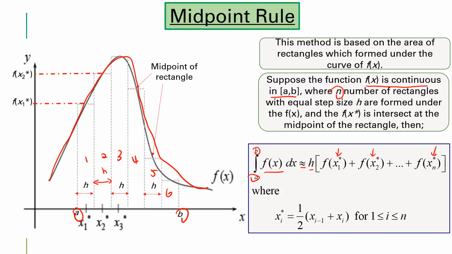Let's say the starting point is x0. A is x0, and the second point is x1. So to find x1 star, x0 plus x1 divided by 2. To find x2 star, x1 plus x2 divided by 2, and so on. Then you determine the value of f(x). You substitute x1 star, x2 star, and so on in f(x).